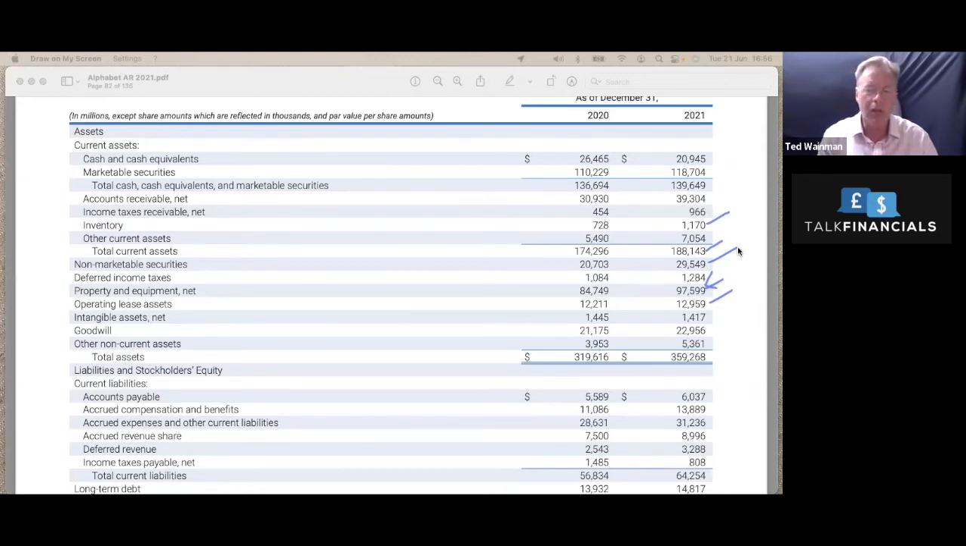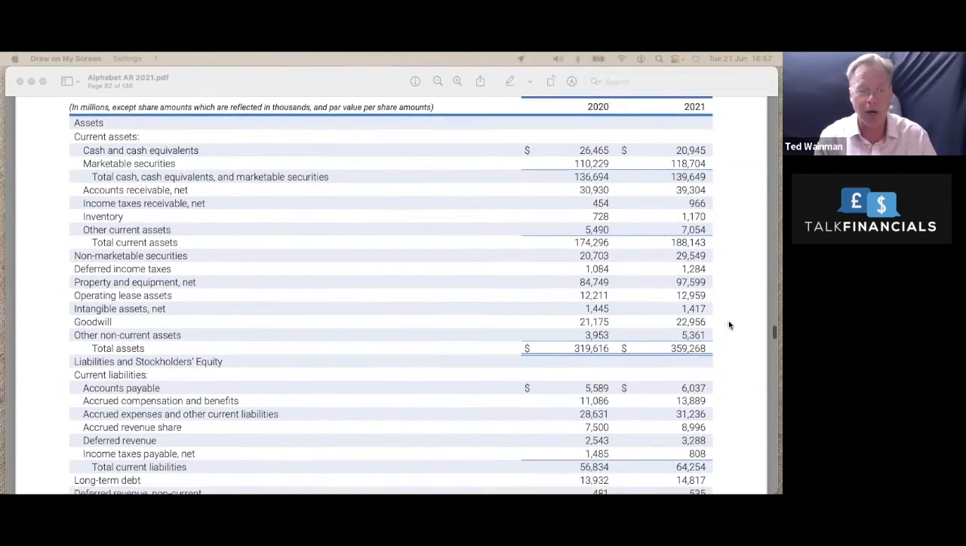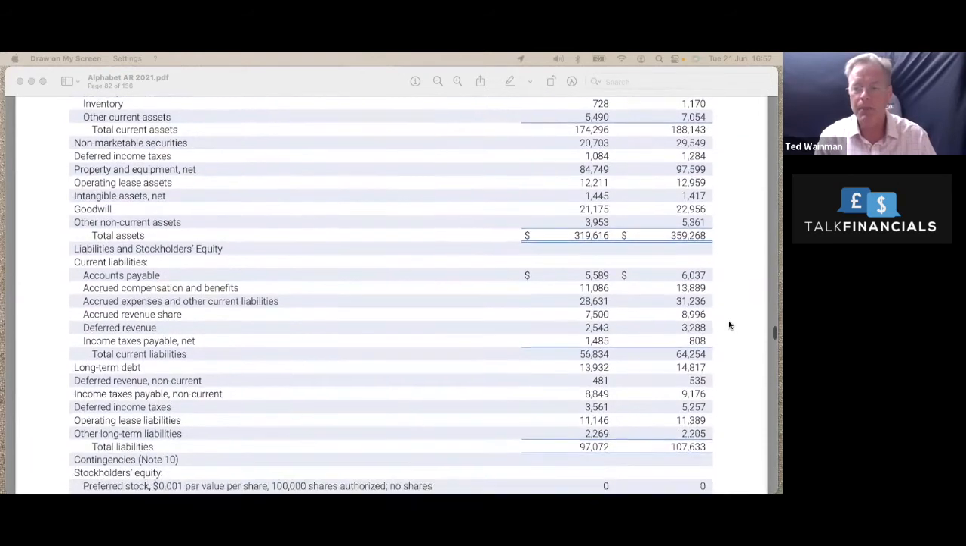So this will be their kind of... Moeed was talking about their kind of incubator investments. And quite a lot of goodwill on there as well, showing that they are an acquisitive company. They are buying other companies. That's one of the ways that they grow. So there's kind of an investment arm almost to it.